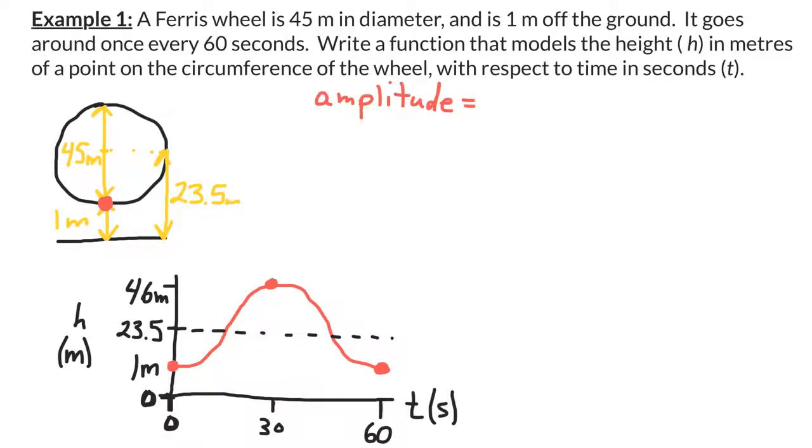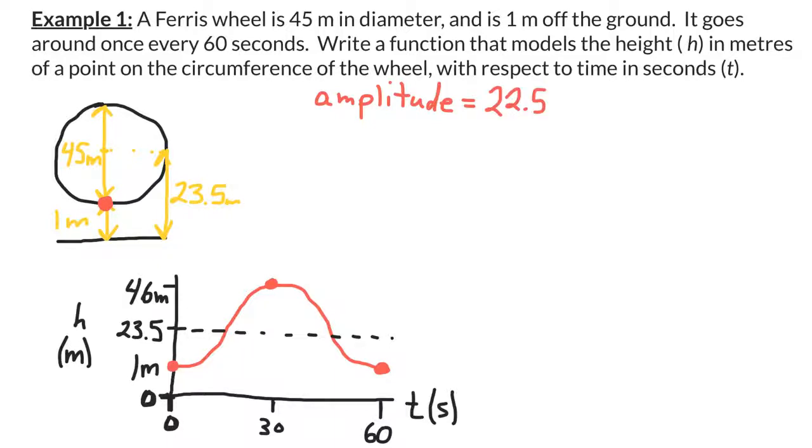I'll start with my amplitude. Remember, that's the distance from my central axis to the maximum or minimum point. In this case, it's 22.5 meters. And that corresponds to the radius of the Ferris wheel.